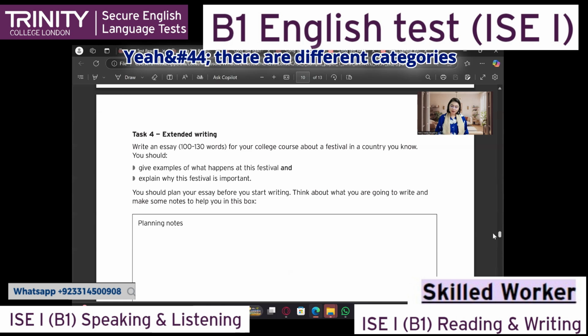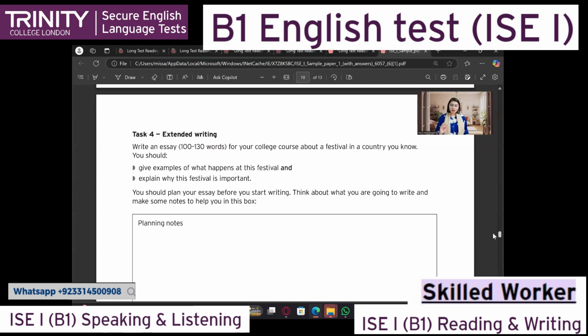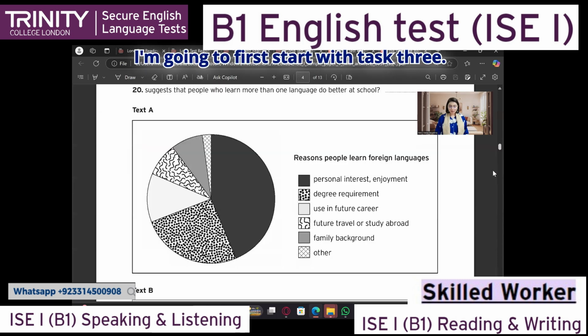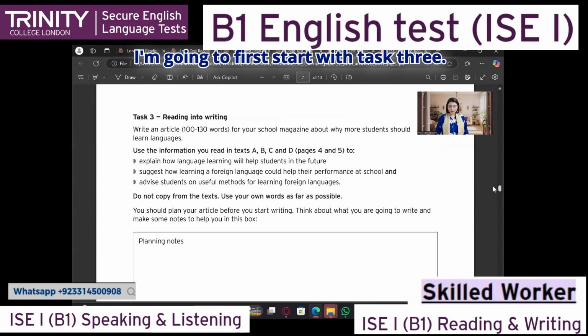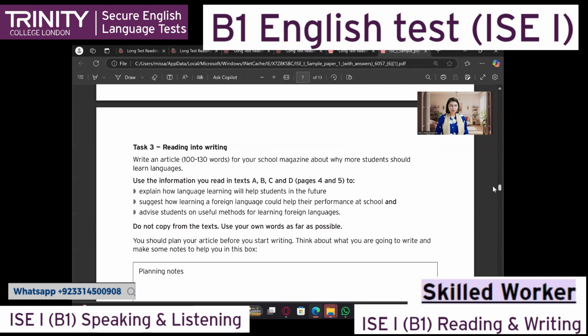Yes, there are different categories in task 4, starting off with essay, letter, review, survey, email. But the good news is, when I solve this for you, you'll understand that the pattern is the same for all kinds of questions. So we'll see that. I'm going to first start with task 3. I want you to read the question, please.